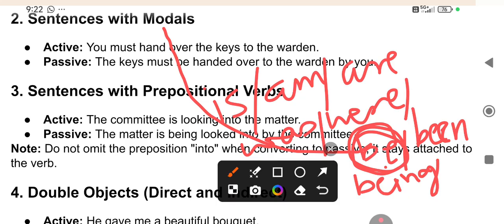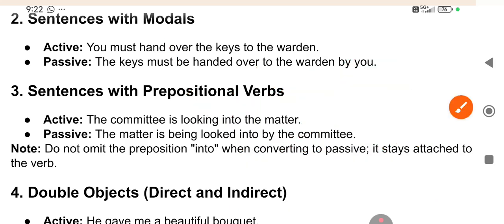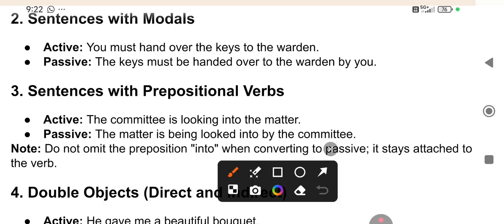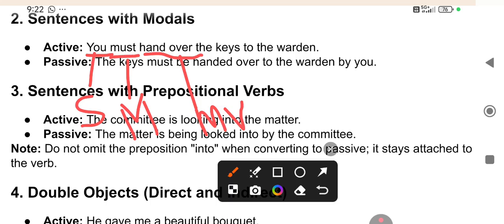What other rules? You have to bring the object first, and you have to take the third form of the main verb. So that is applicable. How? First we check what the subject is in this sentence. The subject is you. Must is the modal. Hand over is the main verb. And what is the keys? The rest of the sentence you should not bother about, it will be repeated as it is. So the keys is the object.